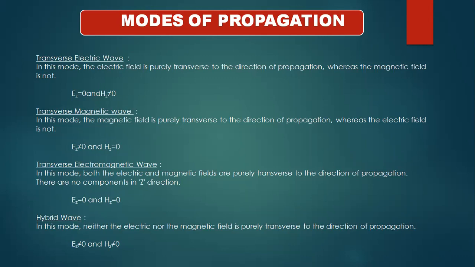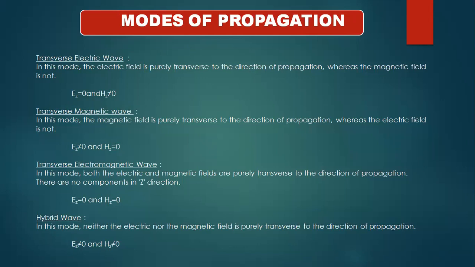Next, moving on to the transverse magnetic wave. In this mode, the magnetic field is purely transverse to the direction of propagation, whereas the electric field is not. That is, Ez is not equal to 0 and Hz equals 0. Next, in the transverse electromagnetic wave, both the electric and magnetic fields are purely transverse to the direction of propagation. There is no component in the Z direction, that is, the direction of propagation. Thus, Ez equals 0 and Hz equals 0. And in the case of hybrid modes, neither the electric field nor the magnetic field is purely transverse to the direction of propagation. Thus, neither Ez nor Hz equals 0.